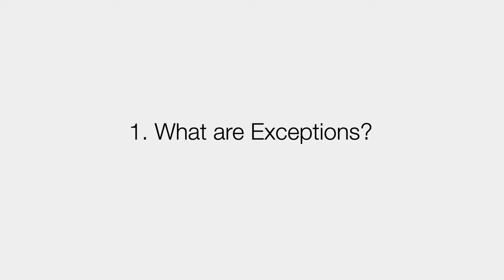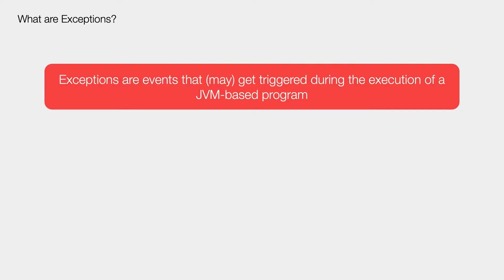What are exceptions? In Java and in any JVM-based language, an exception is an event that may get triggered during the execution of that program. Those events are usually associated with bad situations. For example, if your program is reading some data from a file and suddenly that file gets deleted, then the JVM reacts to that external change by triggering an exception. Similarly, if your application runs out of memory, the JVM will signal that by triggering an out-of-memory error, for example, right? So those types of events are classified as exceptions, right?